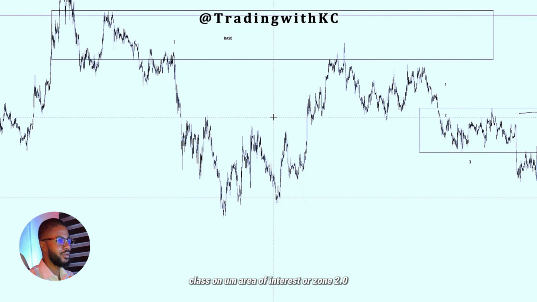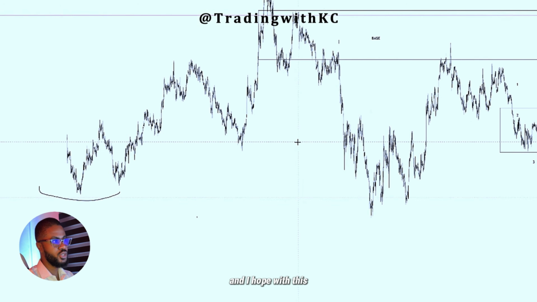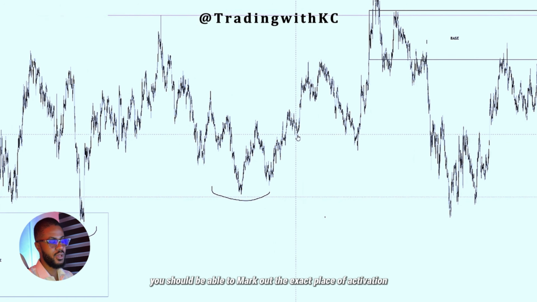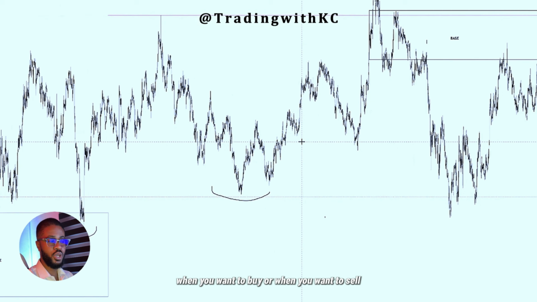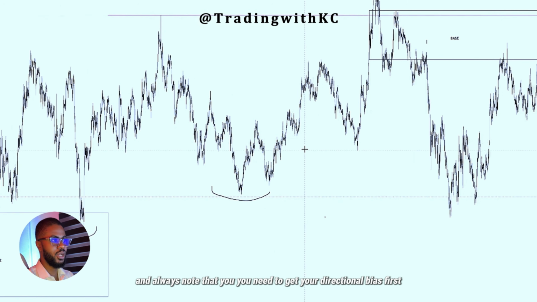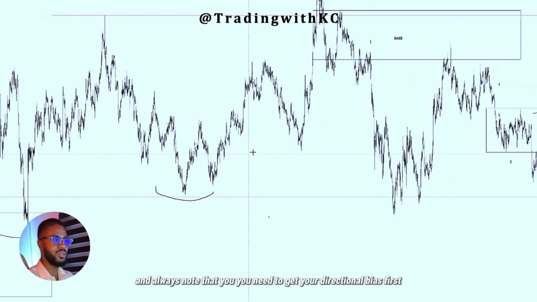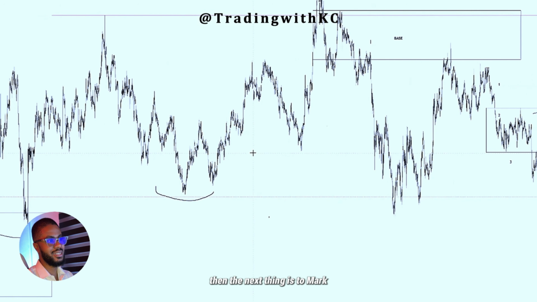So this is a very beautiful class on area of interest or zone 2.0, and I hope with this you should be able to mark out the exact place of activation when you want to buy or when you want to sell. And always note that you need to get a directional bias first, okay? So that once you've got a directional bias, then the next thing is to mark the zone in relation to that particular directional bias that has been given to you.